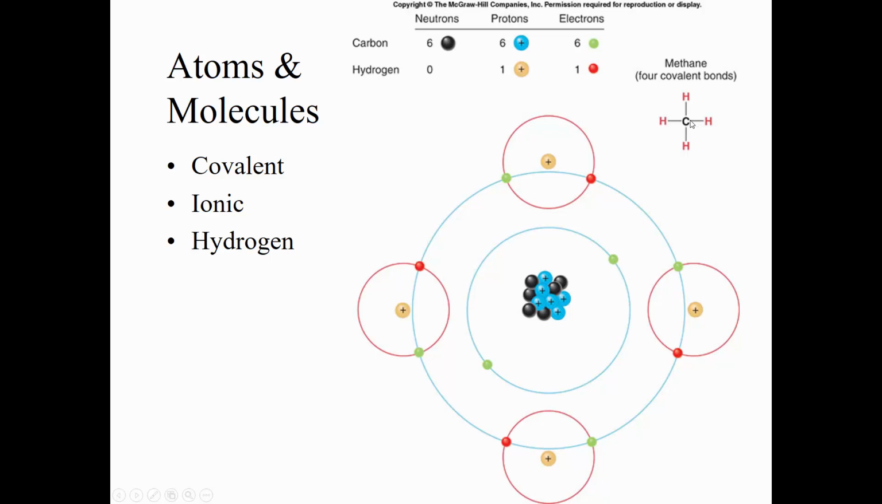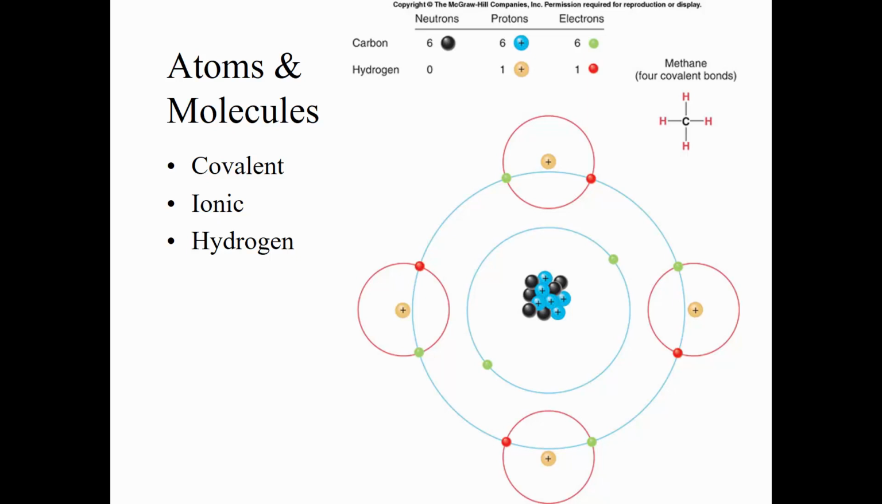Carbon could share electrons with another carbon. And so carbon can form very, very long chains, and it's the basis of these long chains that allow us to have such complex molecules such as carbohydrates, proteins, and fats. Notice these are shared pairs of electrons, and therefore those are covalent bonds. Covalent bonds are the strongest of the bonds.